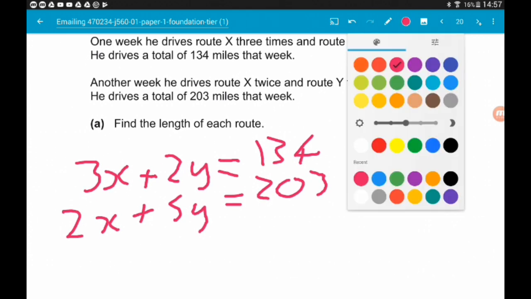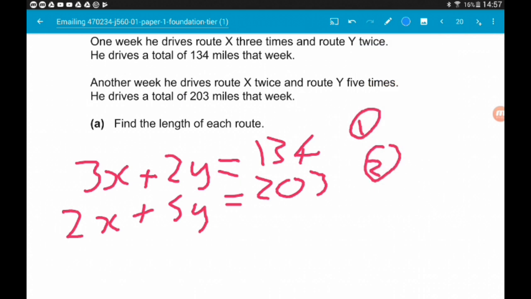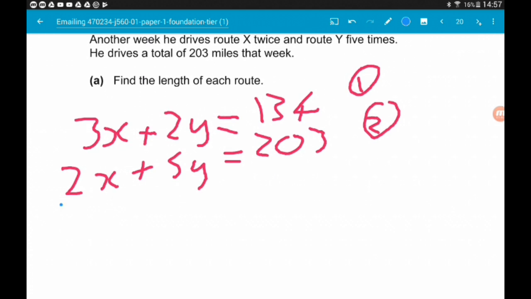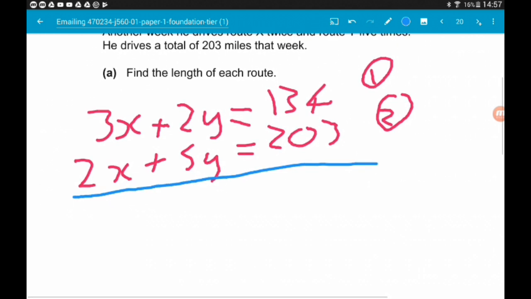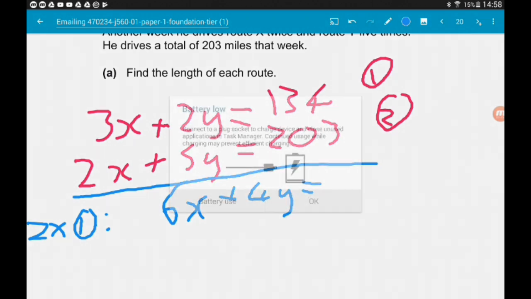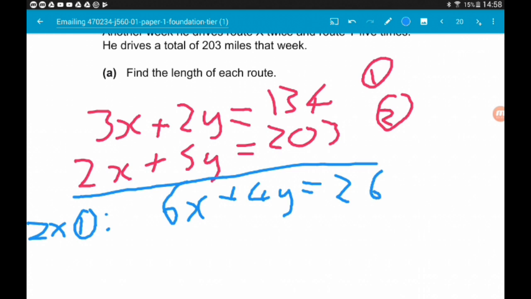What we want are two equations with the same amount of the same letter in them, so we can then get rid of that letter. So we're going to go for the x's here. What's the first number that 3 and 2 both go into? It's 6. So we're going to multiply each equation so that we get 6x in each of them. We're going to multiply equation 1 by 2. So that's going to give us 6x and 4y is equal to 268.